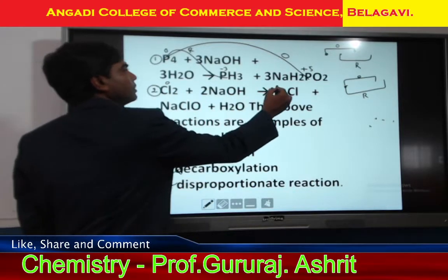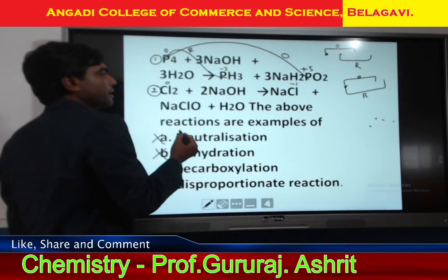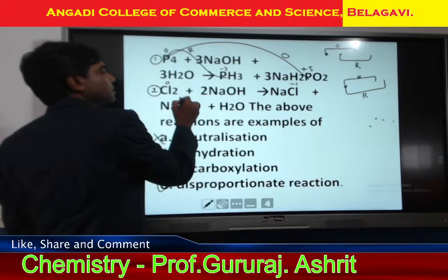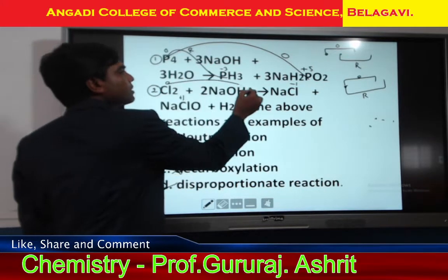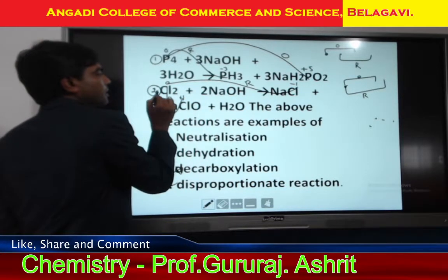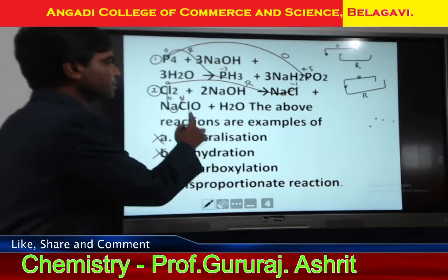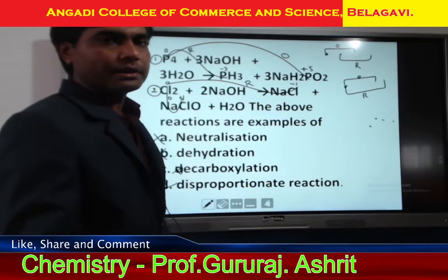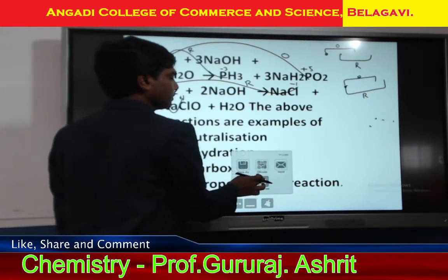Cl2 is 0, in NaCl the charge is minus 1, in NaOCl the charge is plus 1. From 0 to minus 1 it underwent reduction, from 0 to plus 1 it underwent oxidation. This is also a disproportionation reaction. Okay. Next one.